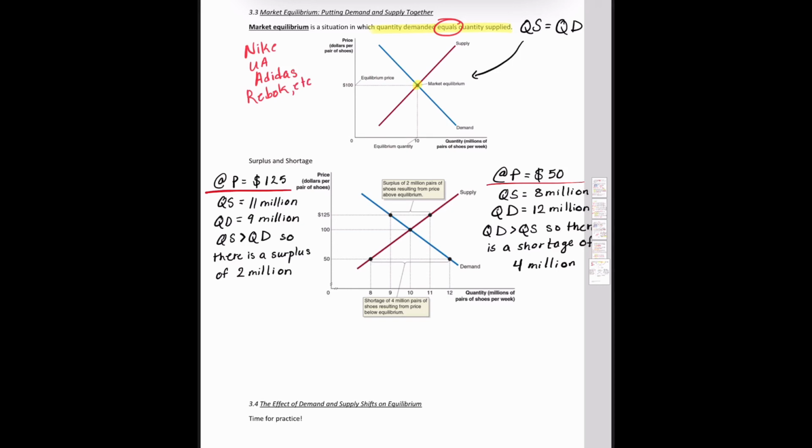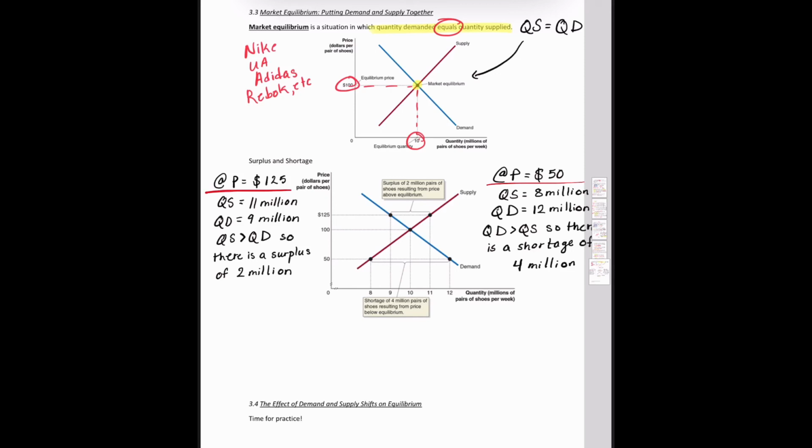So in this example market, our equilibrium price is 100. We see the market equilibrium occurs where supply and demand, the two curves, intersect, and we see our equilibrium quantity of 10 million pairs of shoes sold per week. So since quantity supplied and quantity demanded are equal, price is not going to change. Buyers and sellers want to trade the same exact quantity at the same exact price, and so the price won't change.